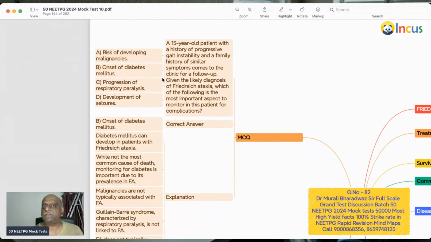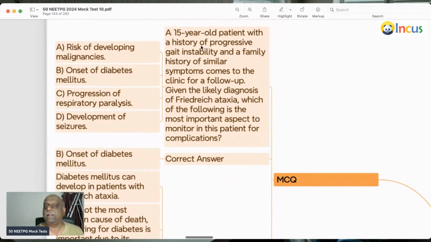There is a history of progressive gait instability and a family history of similar symptoms.